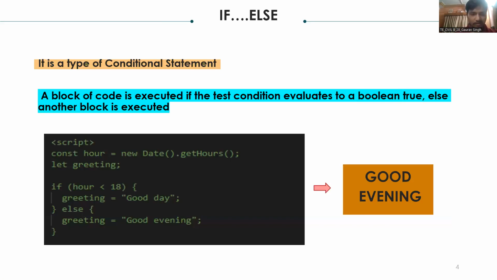Let's jump into if else statements. It is a type of conditional statement. A block of code is executed if the test condition evaluates to boolean true, else another block is executed. Let's take a quick example. Here I have mentioned constant r equals new Date, and it will consider the time of my computer. So if r is less than 18, that is 6 p.m., it will give me a greeting of good day, and else if it is above 18, it will give me good evening. Since we know that it's around 7:43, that is above 6 p.m., it will evaluate as good evening. So it has given me good evening as an output.